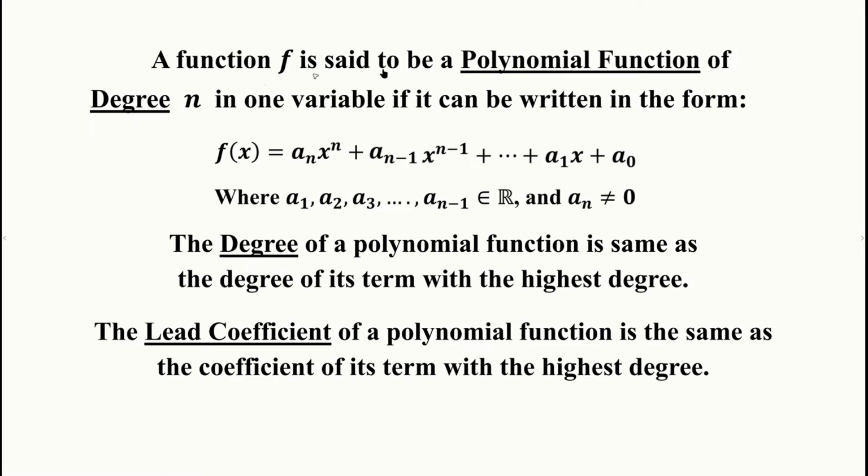A function f is said to be a polynomial function of degree n in one variable if it can be written in the form f of x equals a_n x^n plus a_(n-1) x^(n-1) plus dot dot dot, which means this pattern continues, plus a_1 x plus a_0. The constants here that are multiplied by the powers of x are real numbers, and the first one, the coefficient of the largest power of x, should not be 0.